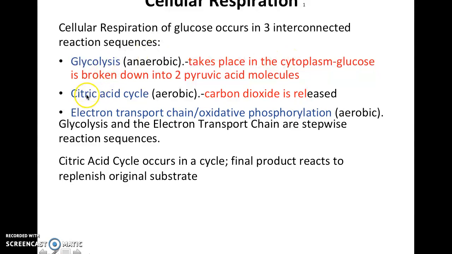The next step of cellular respiration is the citric acid cycle. In this class, we simply want to know what goes in, what comes out, and where it occurs. Okay? Citric acid cycle. It is aerobic. It requires oxygen, and carbon dioxide is released. The electron transport chain is also aerobic. Oxygen is required here. And that's the last step of cellular respiration.